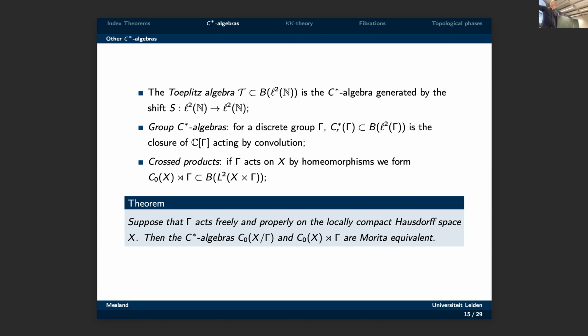And the multiplication representation of C0 of X, they combine together, and because the group acts on the space, this generates a much smaller algebra than you would a priori expect. This is the cross product algebra. Then there is a fundamental result due to Rieffel, which says that if the action of gamma on X is free and proper, then the functions on the quotient space, and this is in that case a nice locally compact Hausdorff space, is what's called Morita equivalent to this cross product algebra. I will not define what Morita equivalence is. I will just tell you that if two commutative algebras are Morita equivalent, they are actually isomorphic.